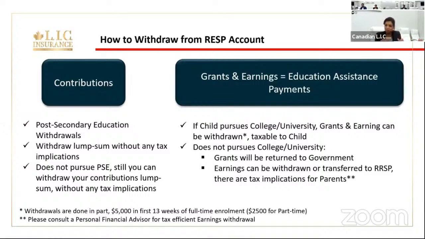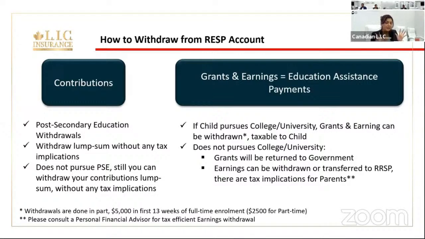So we created a plan with RESP with principal contribution. When you take out the money, you don't take it out as a lump sum, let's say 80,000 at one time. Because it's a registered account, there are CRA guidelines, and within those guidelines you have to take out the money. So let's talk about the principal first. The principal, you can take out in one shot. There's no restriction on that.